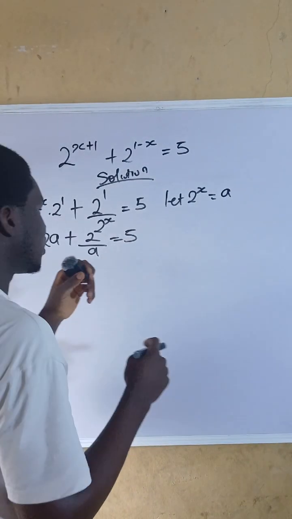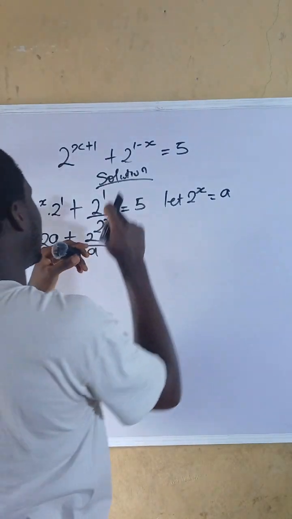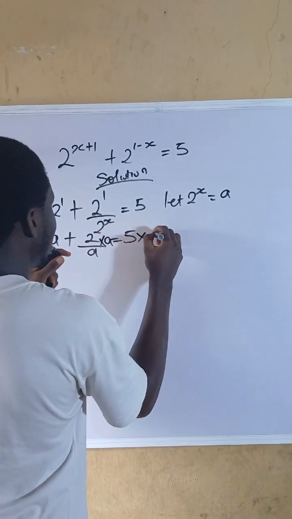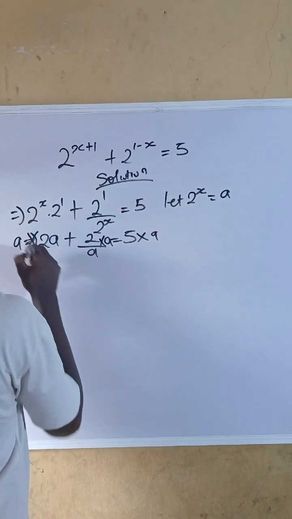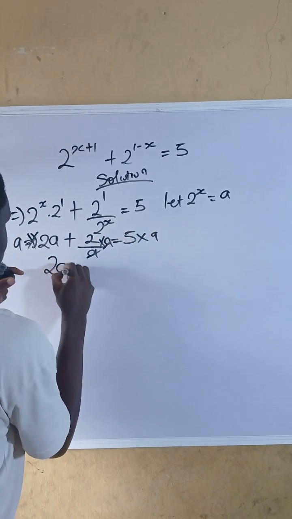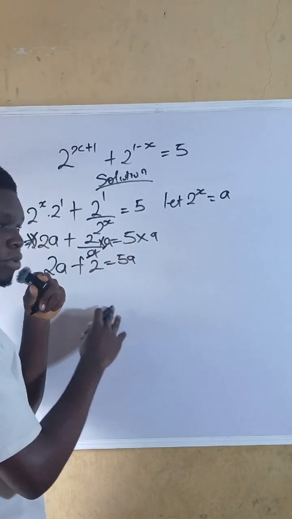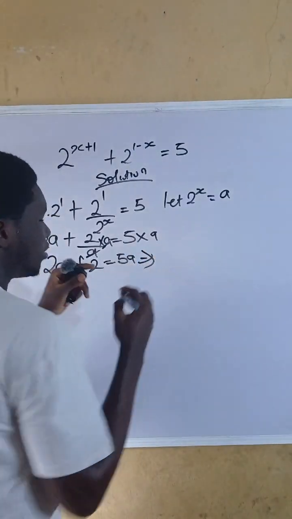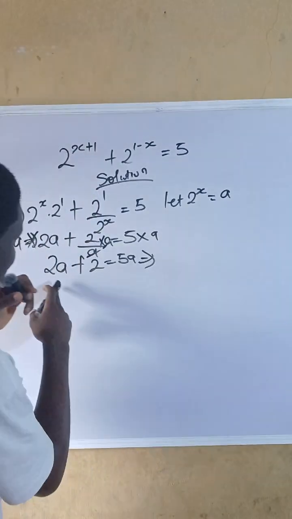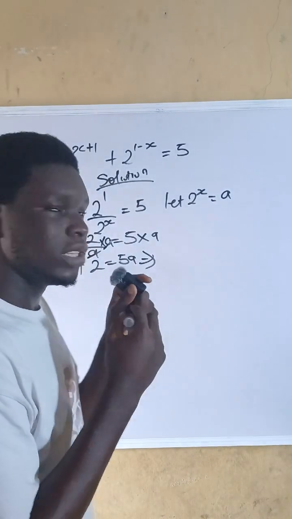So now what do you do next? You multiply both sides by the denominator, which is a, so that you'll be able to clear this fraction off. That's to say, times a and times a. A will cancel a. Then we have 2a plus 2 is equal to 5a. Now this question is looking like a quadratic equation, right? Look at it: 2a squared plus 2 is equal to 5a.